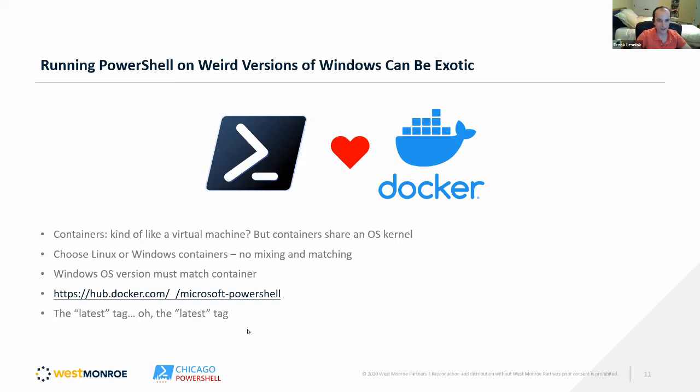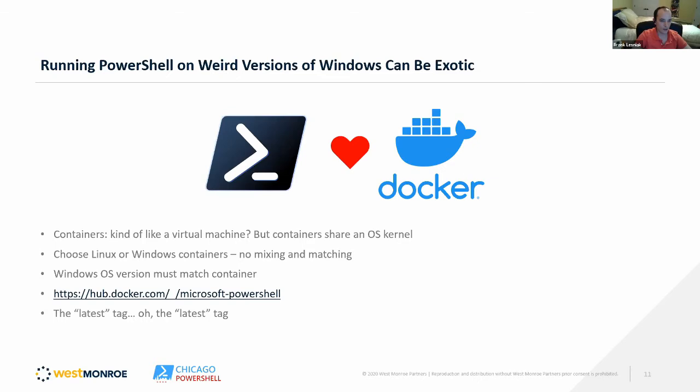There we go. Okay. When you fire up Docker, for those that haven't used it, you have to choose your allegiance to Linux or Windows containers. You cannot mix and match. It's important to know because if you're trying to test out weird versions of Windows, you need to make sure that Docker is configured to work with weird versions of Windows.